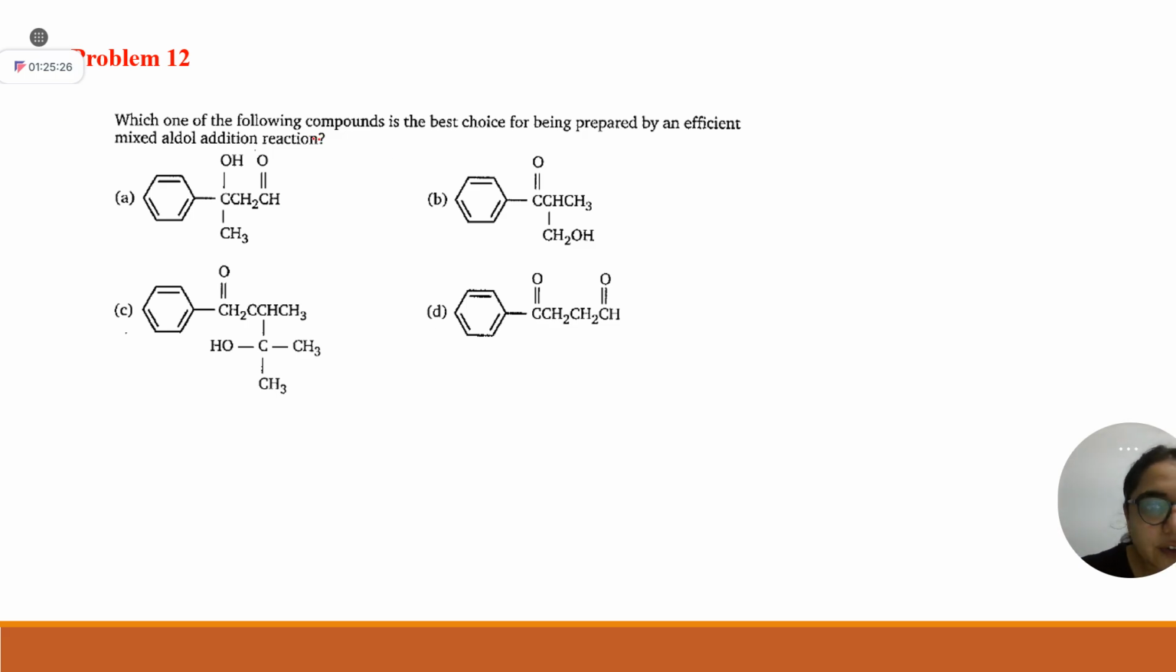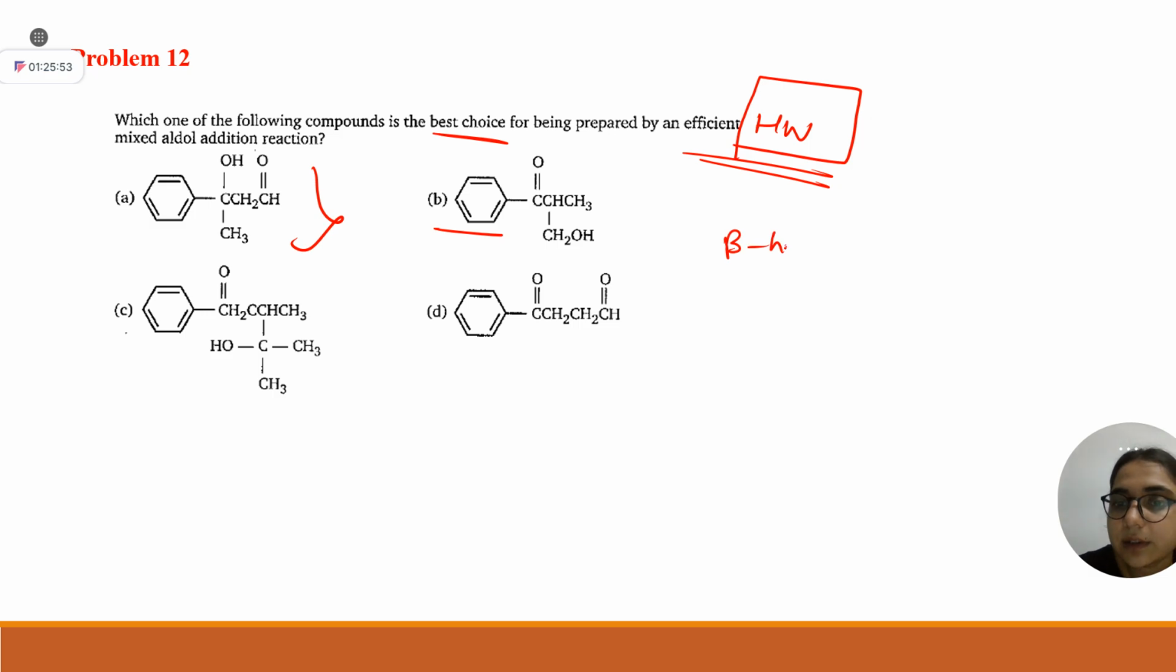Next problem is, which one of the following compounds is the best choice for being prepared by an efficient mixed aldol reaction? Take it as your homework. I will discuss this in the next class, okay? In short, it is asking which one of the following compounds is the best choice for an efficient mixed aldol. Which beta hydroxy aldehyde or ketone can best be made by mixed aldol.